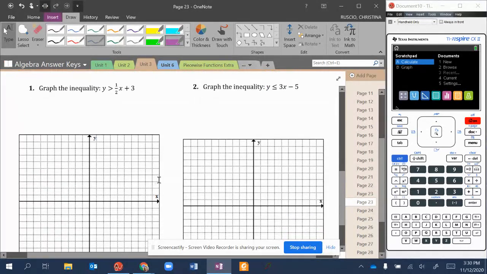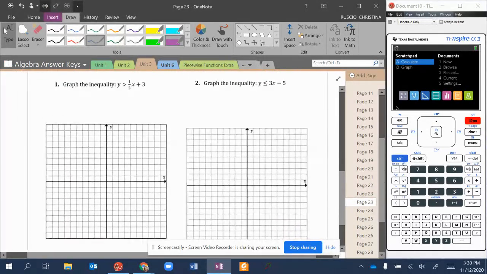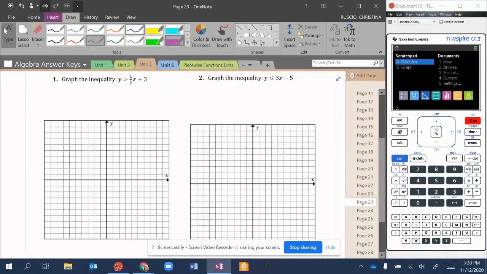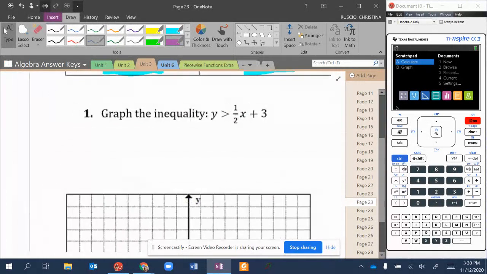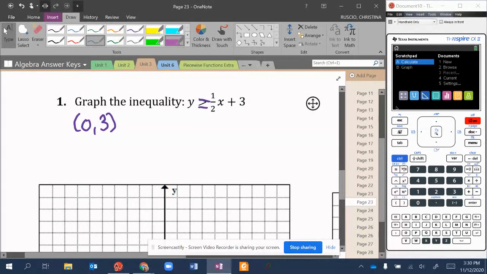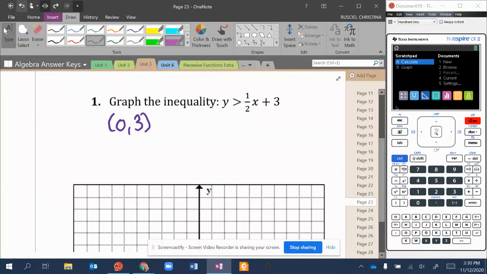All right, example number 1, let's dive right in. We are going to graph the inequality y is greater than half of x plus 3. Well, I have a strong feeling that all of you already know how to graph this line. Okay, let's figure out what we need. We need the y-intercept, which is (0, 3). Okay, right, if this were an equal sign, we would have no problem graphing it. So we're going to treat it the same way.